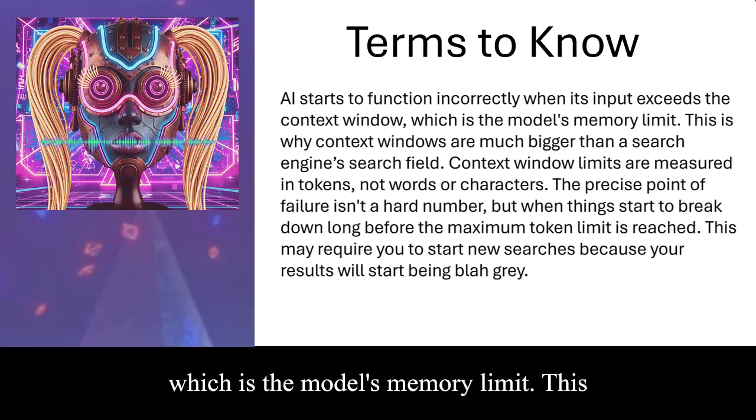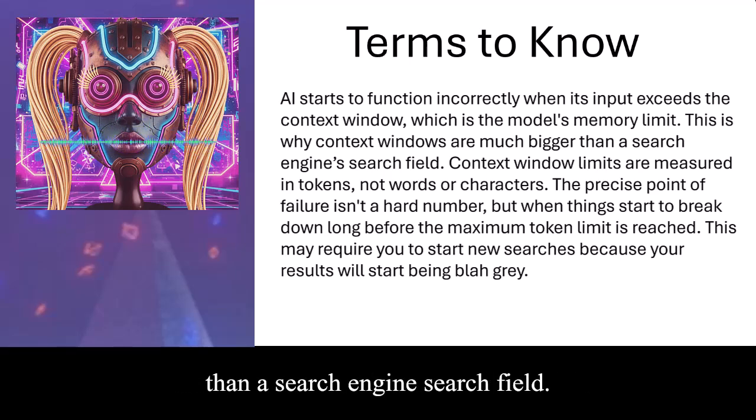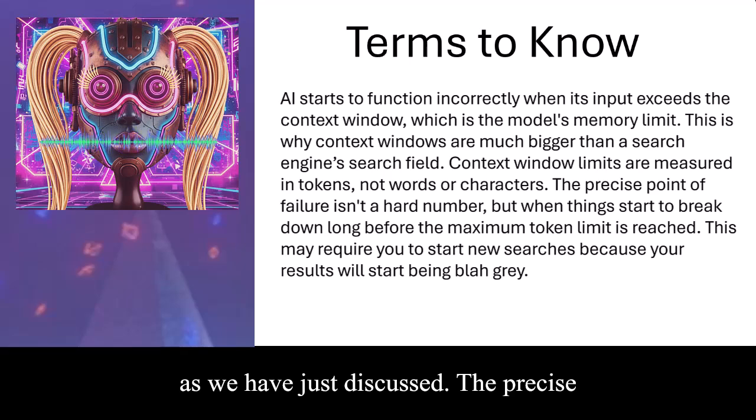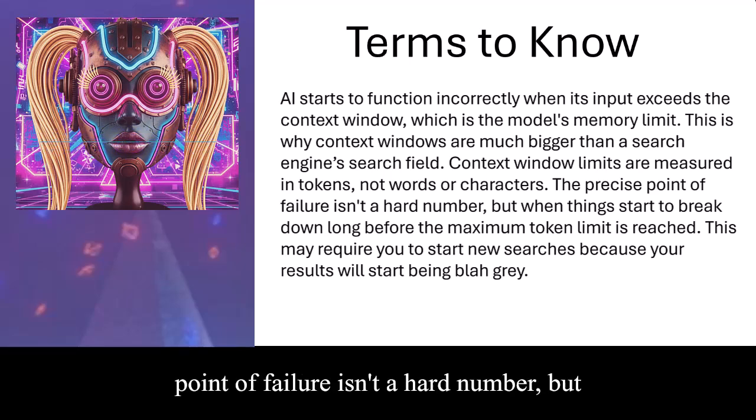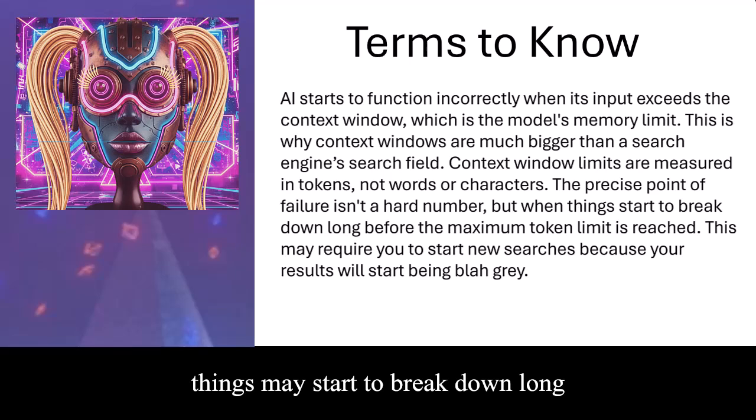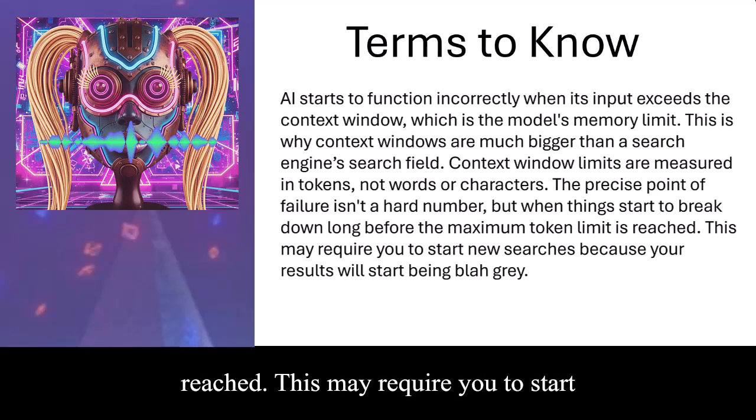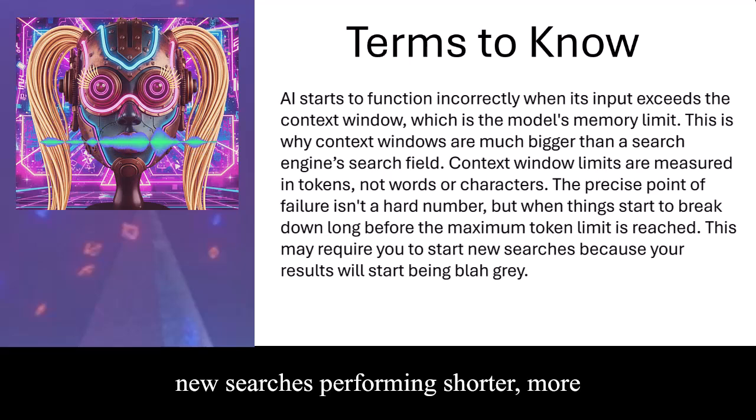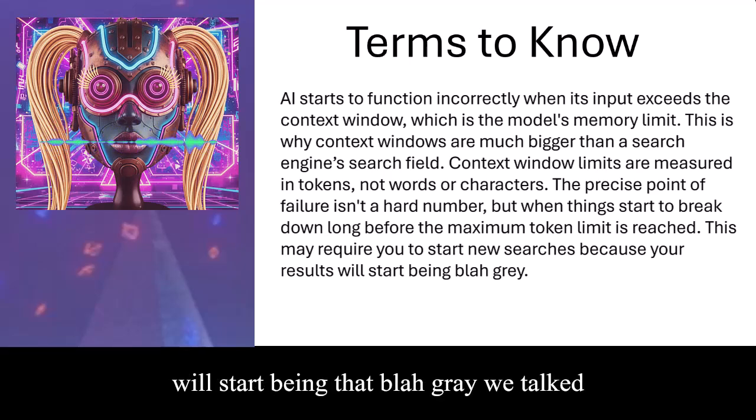AI starts to function incorrectly when its input exceeds the context window, which is the model's memory limit. This is why context windows are much bigger than a search engine's search field. Context window limits are measured in tokens, not words or characters, as we have just discussed. The precise point of failure isn't a hard number, but things may start to break down long before the maximum token limit is reached. This may require you to start new searches, performing shorter, more directed prompts, because your results will start being that blob of gray we talked about.